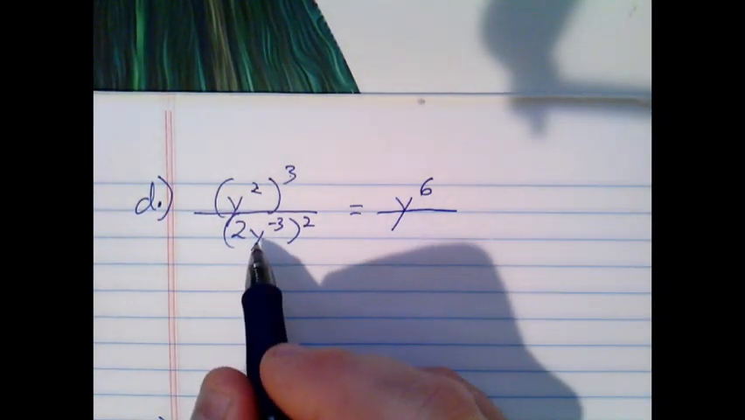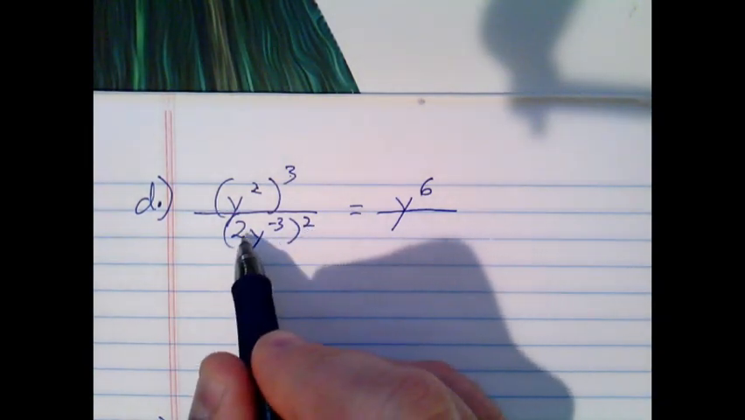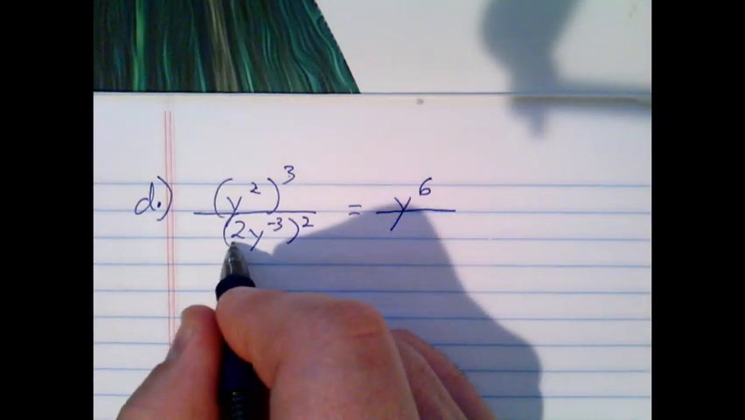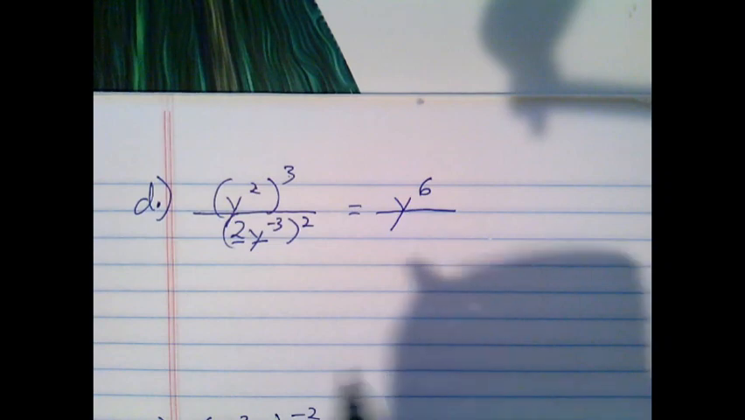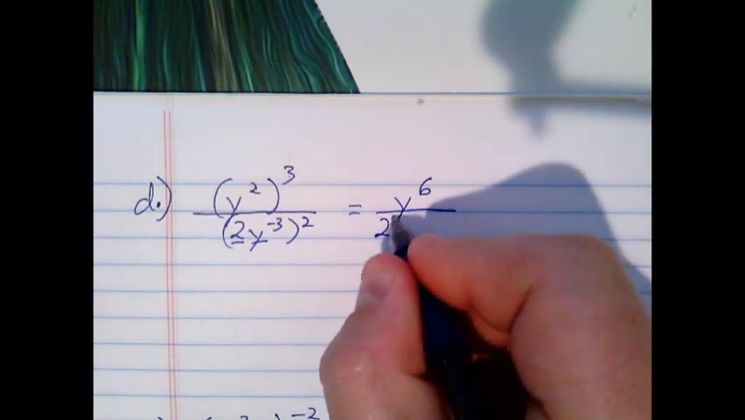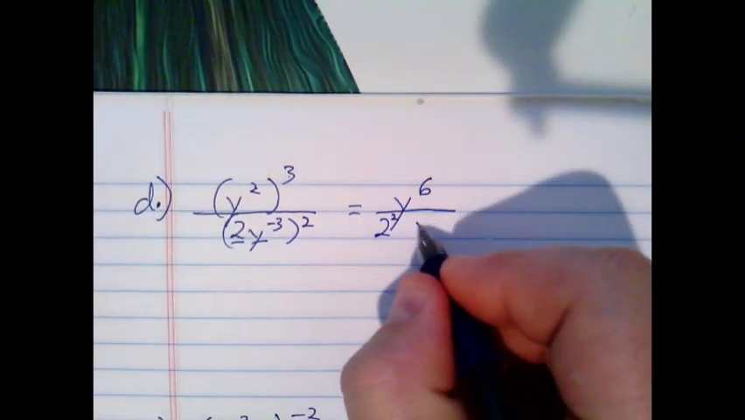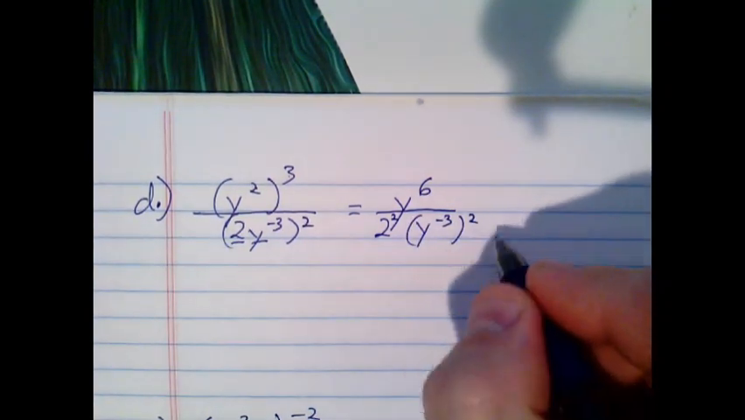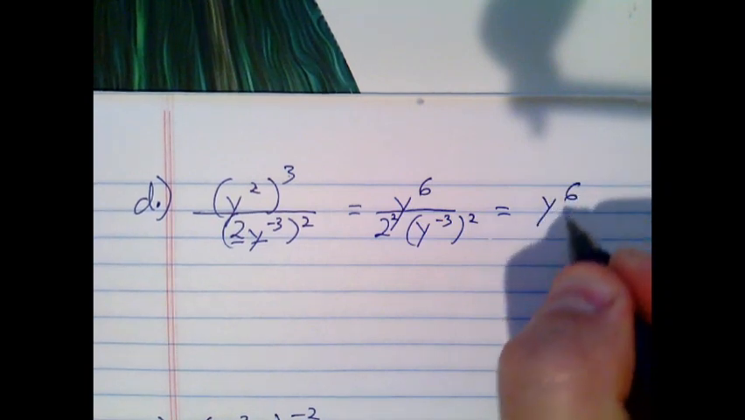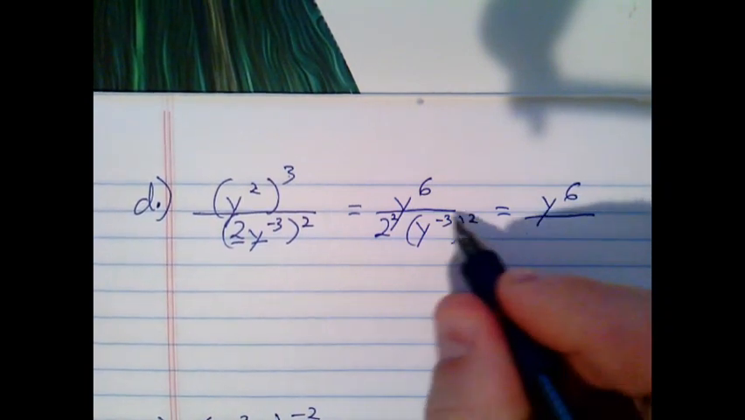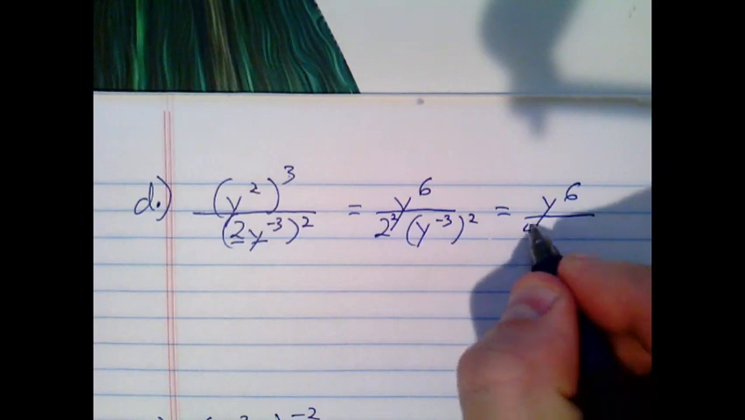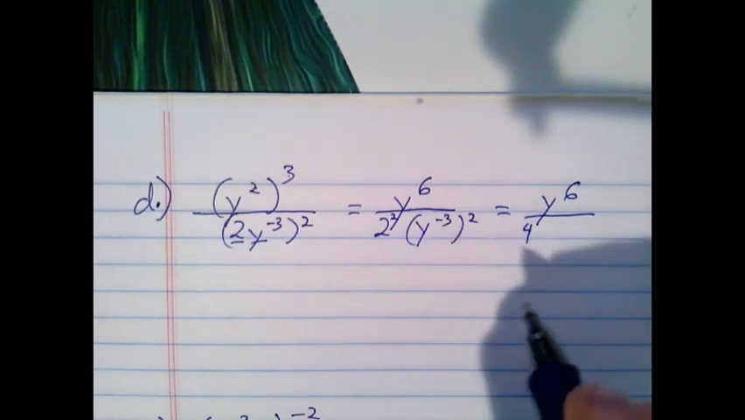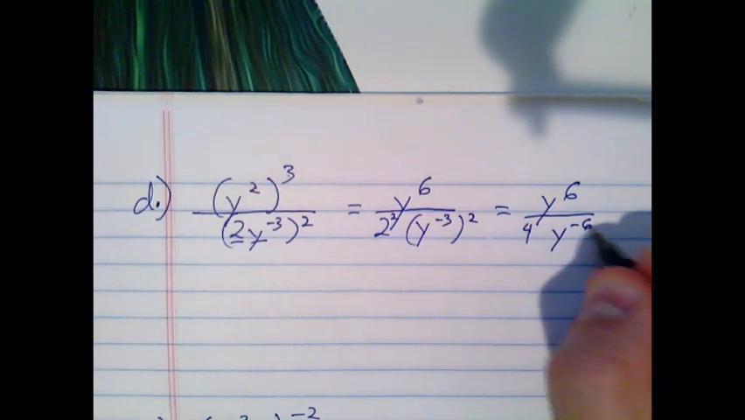Now, in the bottom, I can use the rule that says powers can be distributed over multiplication. So there's 2 factors here, 2 and y to the negative 3. So I can distribute the power of 2 to the 2, but also to the y to the negative 3. Alright, so I'll keep my numerator as y to the 6. 2 to the 2 is 4. And then y to the negative 3 squared becomes y to the negative 6.